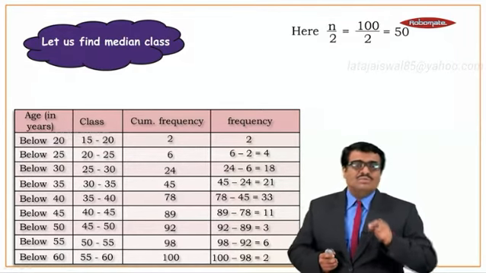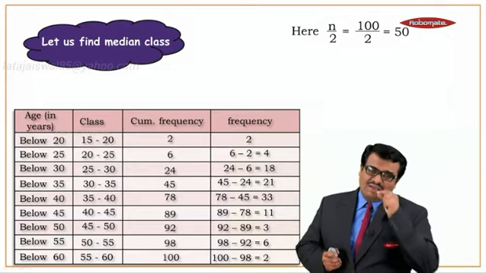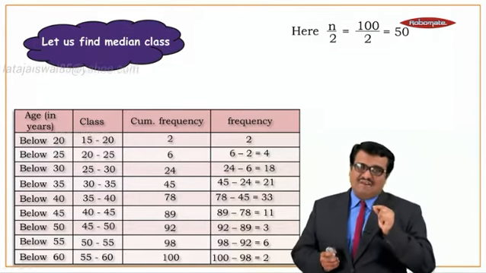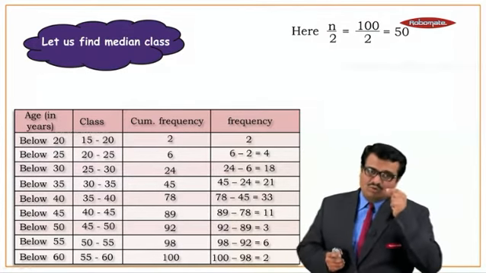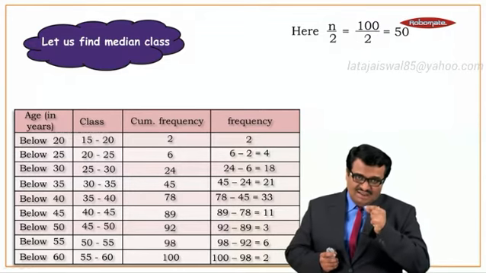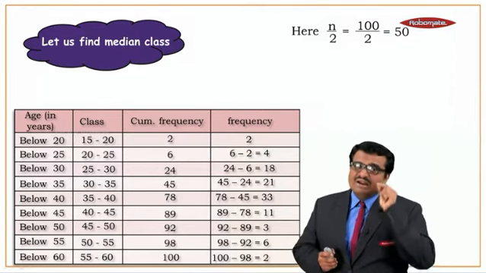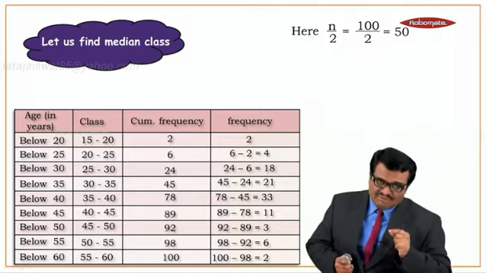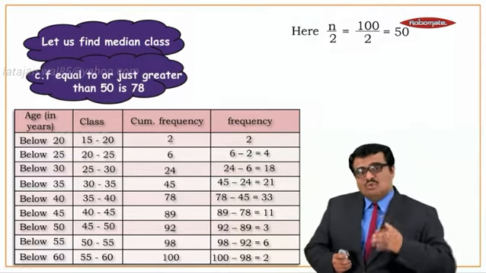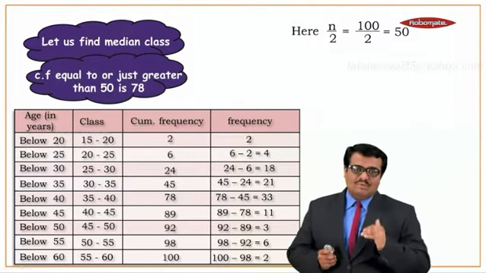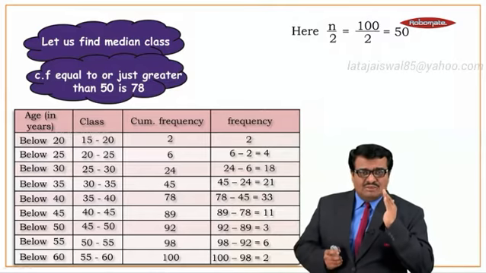Correct? So what we do here, we divide 100 by 2. We find the frequency total's half. The total of the frequency is 100. We find half of it, meaning we divide it by 2. So 100 upon 2 is how much? 50.